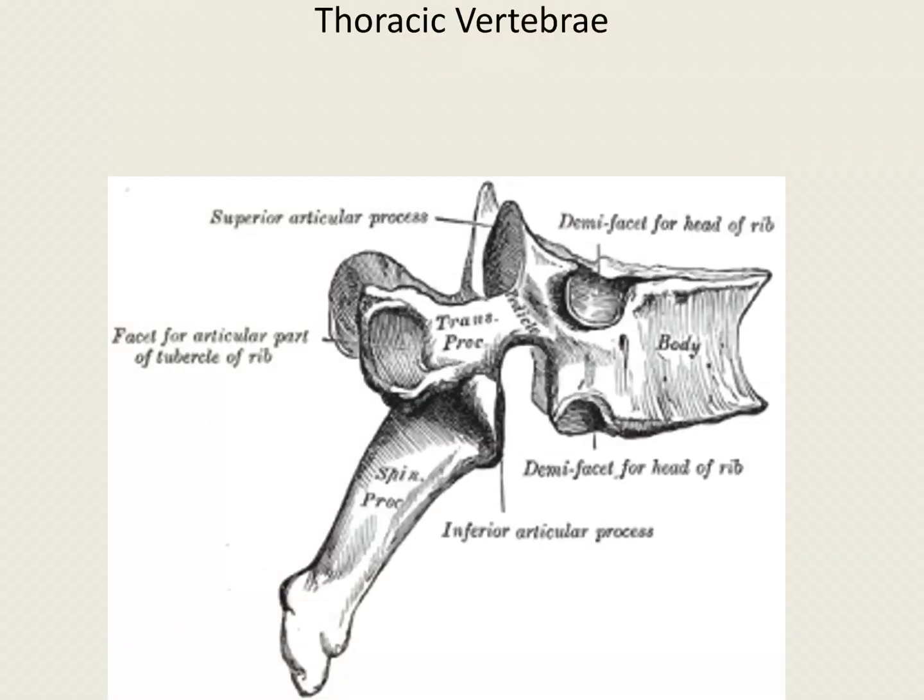All right, so the thoracic vertebra. What makes a thoracic vertebra unique is that it's going to attach to ribs. So the vertebral column, you have 12 pairs of ribs and 12 thoracic vertebrae. So rib 1 articulates with thoracic vertebra 1. Rib 2 articulates with T2, and so on and so forth.